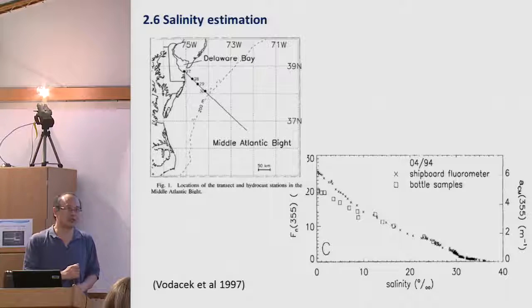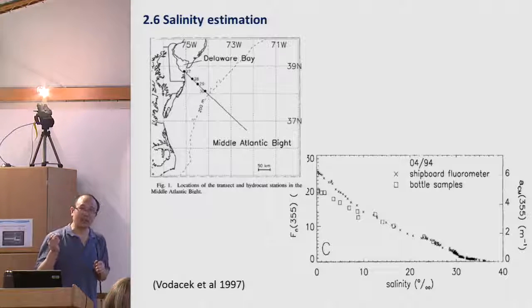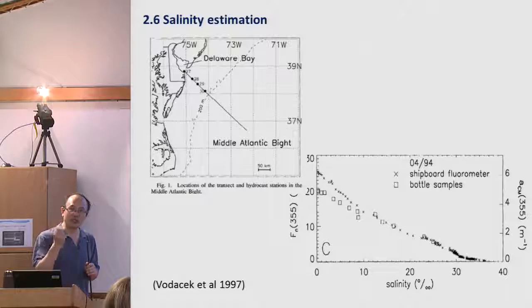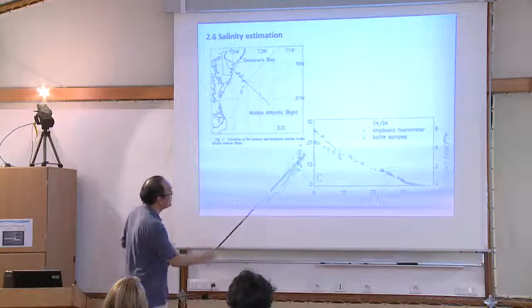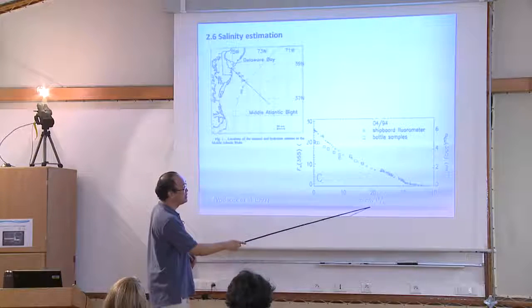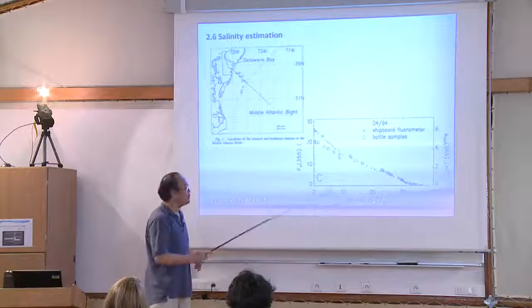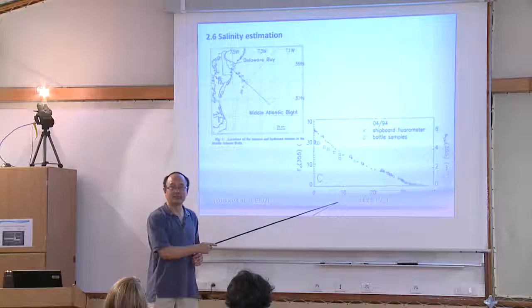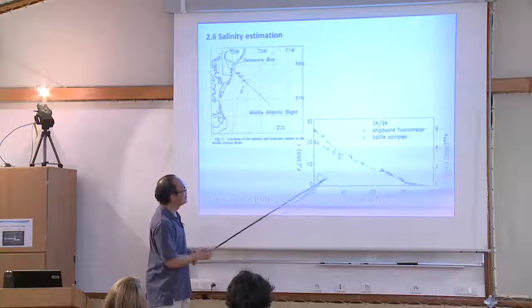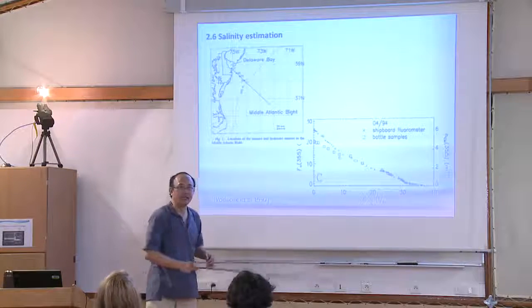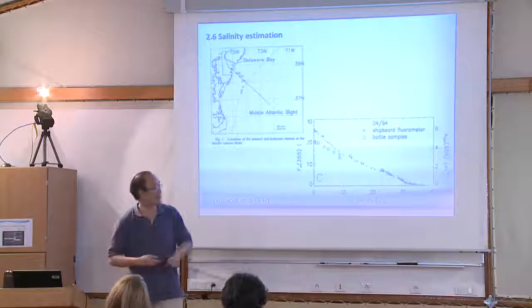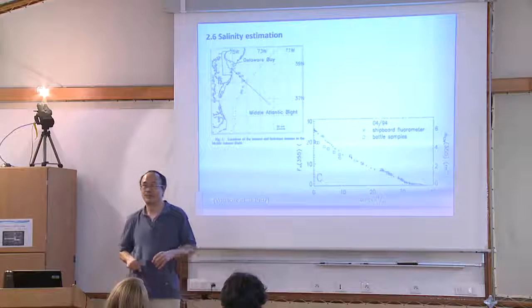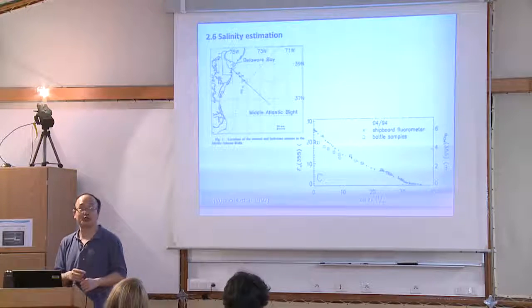Impossible, right? But because of the conservative mixing between salinity and CDOM, we can use the CDOM information to estimate the coastal water salinity. This is coastal water salinity, from fresh water to really kind of salty water. This is a relationship. There are many studies and articles showing this.